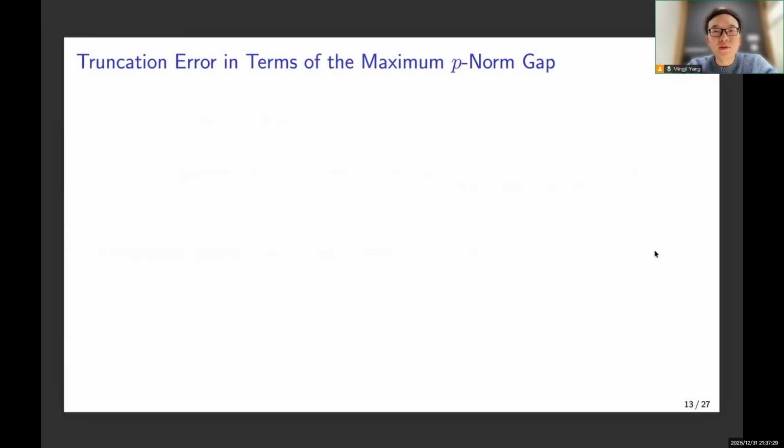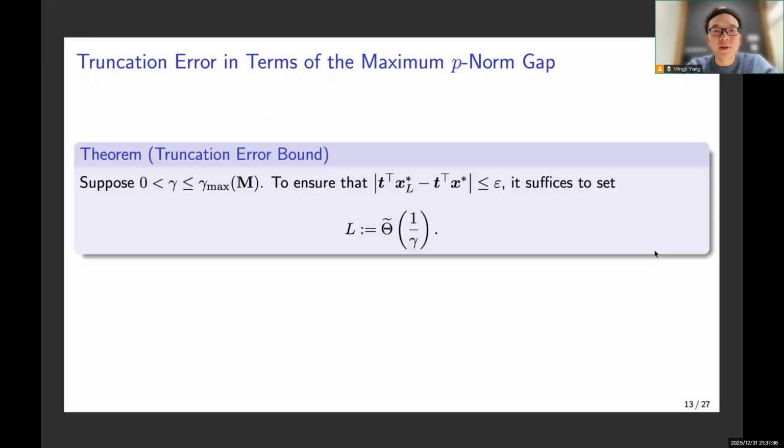So with this notion of maximum p-norm gap, we are able to upper bound the truncation error on the infinite power series. Suppose that we have a parameter gamma as a lower bound of the maximum p-norm gap of M. To ensure that the truncation error is upper bounded by some parameter epsilon, it suffices to set the truncation parameter L to be of order 1 over gamma, with only polylogarithmic dependence on some other quantities such as 1 over epsilon.